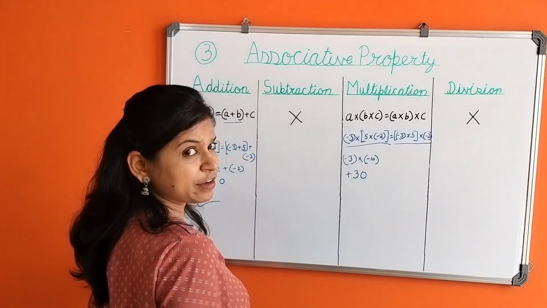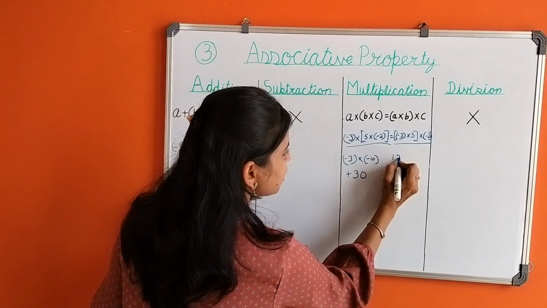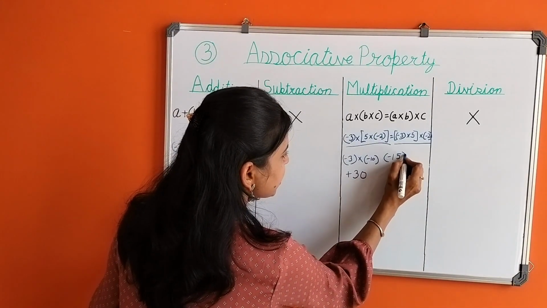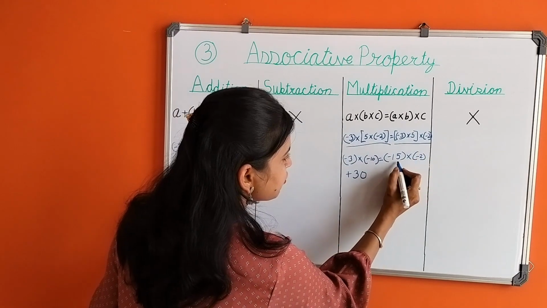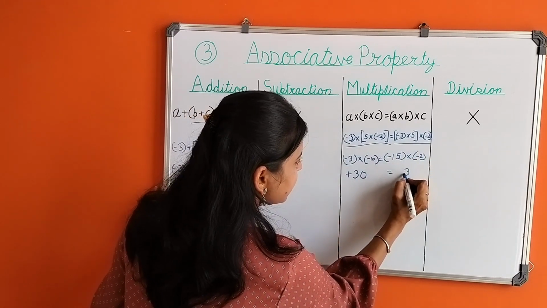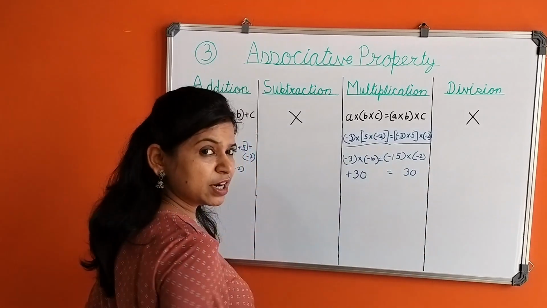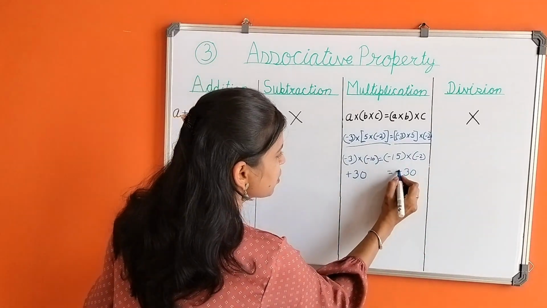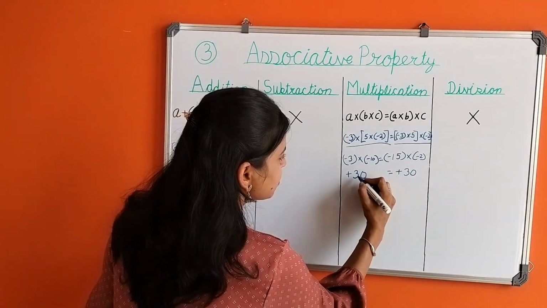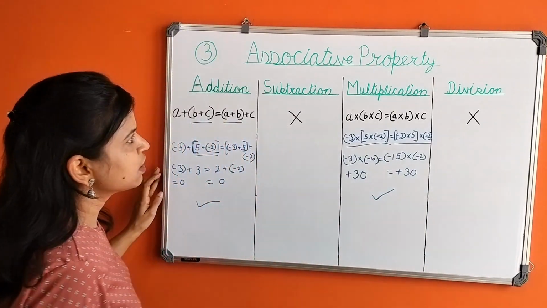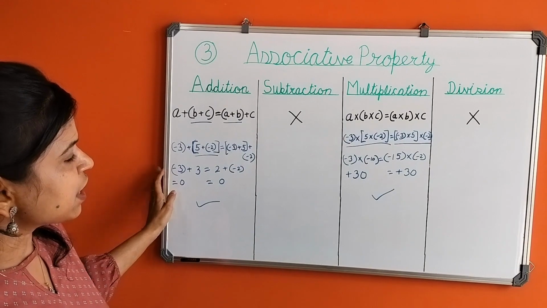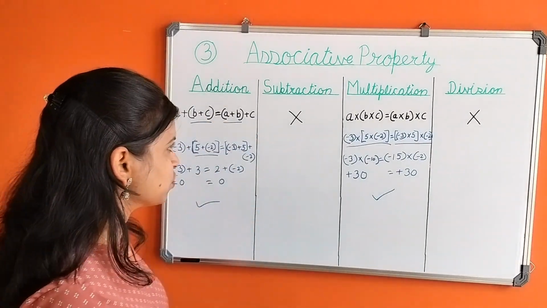Okay. Now solve this one. -3 into 5 is -15, because one negative is there. And -15 into -2: 15 into 2 is 30. Two negatives are multiplying, so the answer will be positive. So both sides are equal. So the associative property is true for multiplication also.